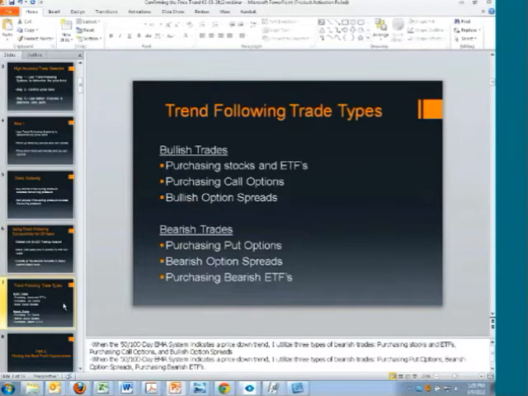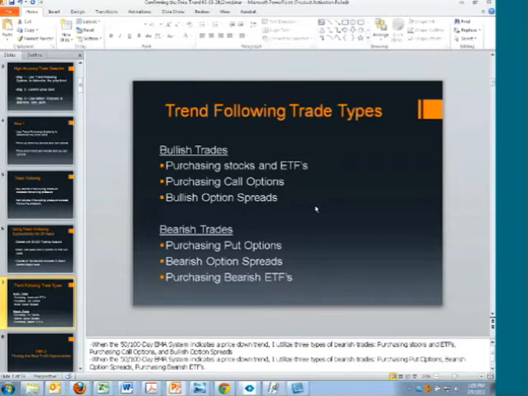Of course, if a stock is in a price uptrend, then we'll be purchasing stocks and ETFs, we'll be purchasing call options, and we'll also be doing bullish option spreads. We do all these strategies in the Inner Circle portfolios. And if a stock's in a price downtrend, then we want to purchase put options and bearish option spreads and purchase bearish ETFs. We don't have many bearish positions right now. Of course, that'll vary with market conditions.